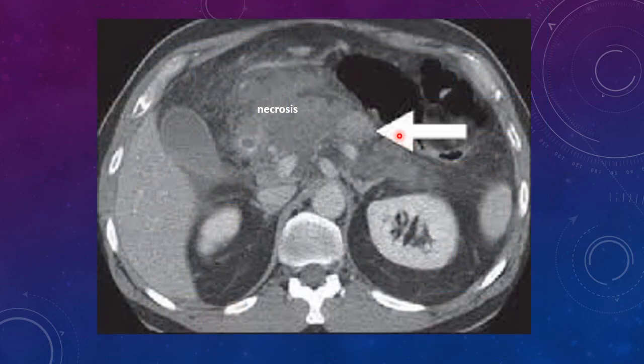Okay, this is a CT scan showing you massive necrosis here, pancreatic necrosis. This is the pancreas. The tail is okay. The body and the head are grossly inflamed and show massive necrosis.